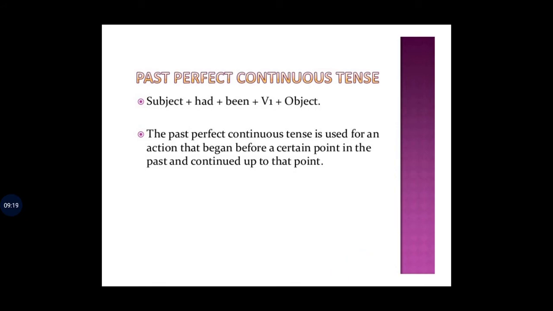Next, past perfect continuous tense. Subject, had plus been plus V1 plus ing plus object. This is the formation you have to frame. The reason to apply it is that past perfect continuous tense is used for an action that began before a certain point in the past and continued up to that point.